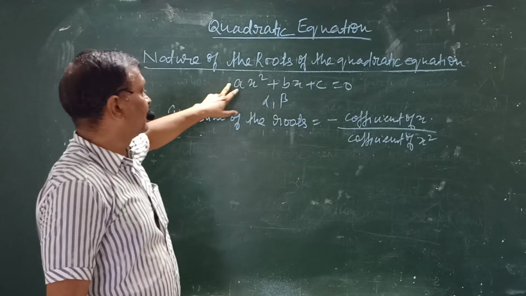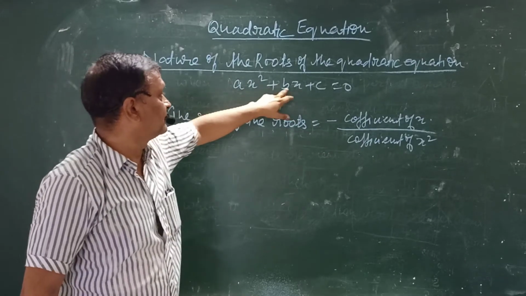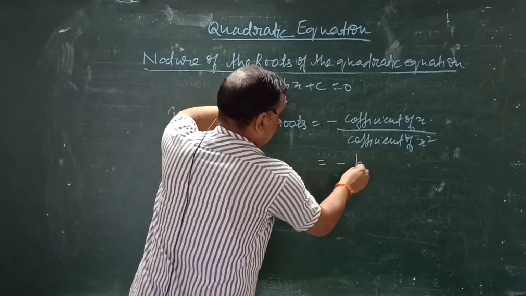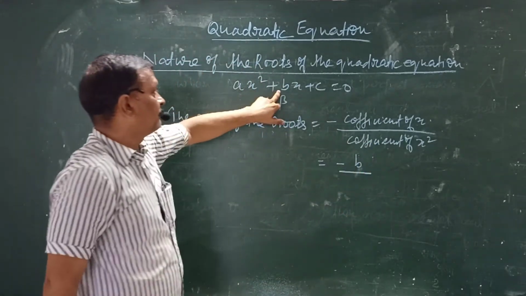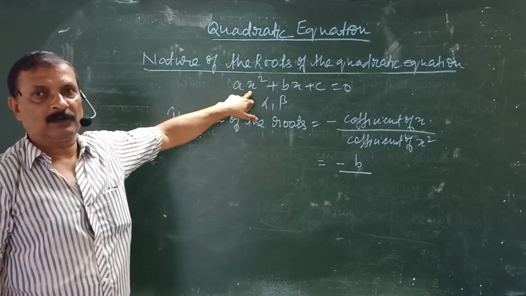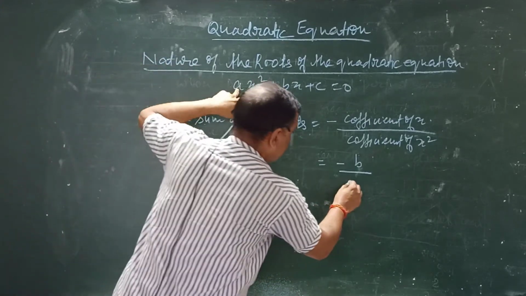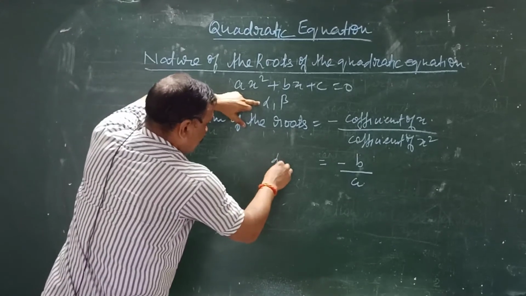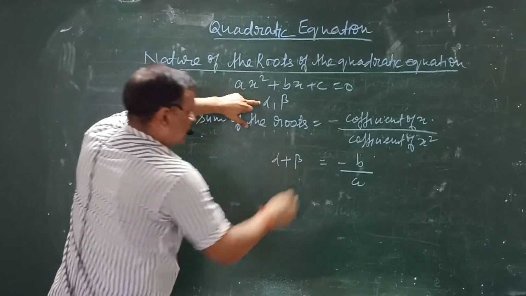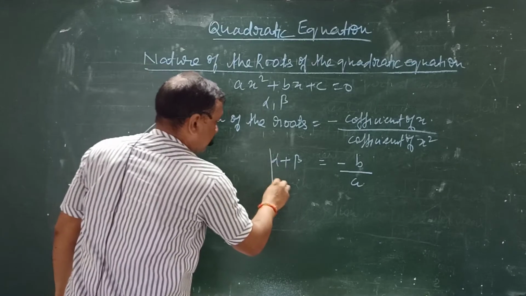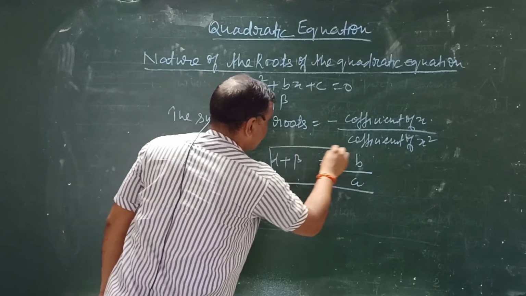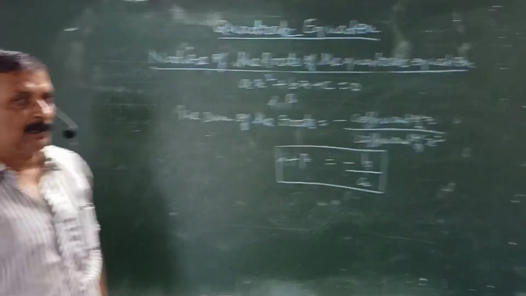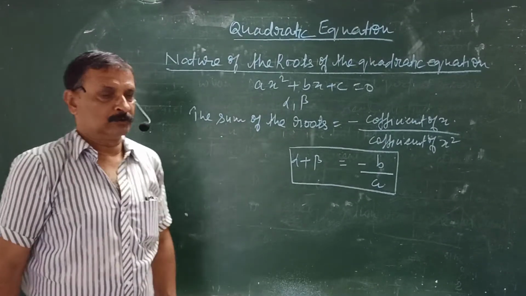See the quadratic equation, coefficient of x is b. So we write the coefficient of x, b, upon coefficient of x square. Coefficient of x square is a. Then sum of the roots, first root is alpha plus second root is beta. So the formula is alpha plus beta is equal to minus b upon a. That is the formula for sum of the roots.